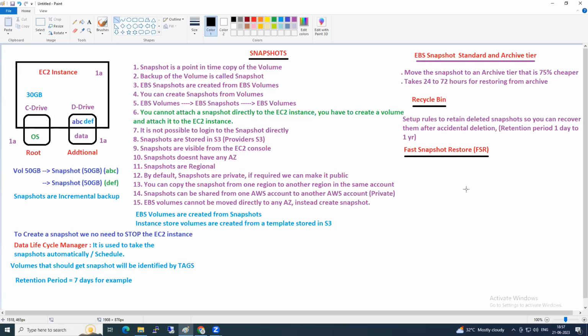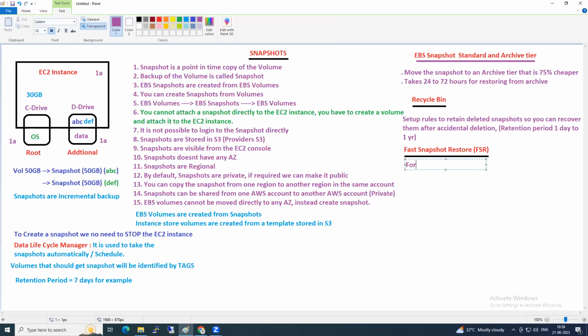But this option is not free. It is billable. Understood? The name itself says fast snapshot restore. So you can create a volume faster and immediately get good performance. That is called fast snapshot restore. It is a premium service, with forceful initialization of the snapshot to have no latency on the first use.